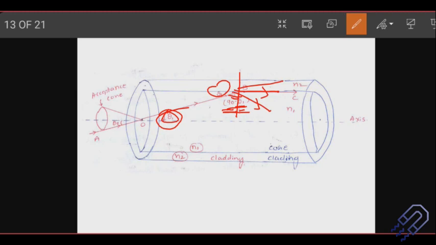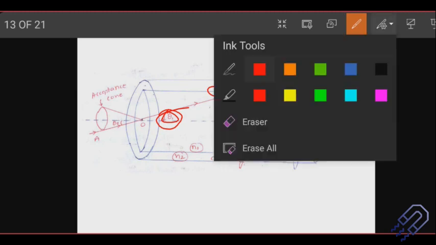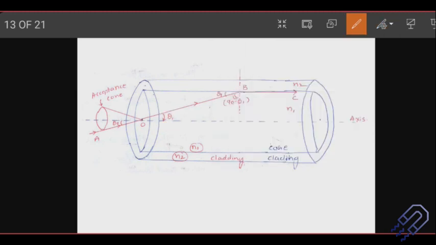Very important. This is how you draw the diagram. If I ask you about numerical aperture, please draw this diagram clearly.